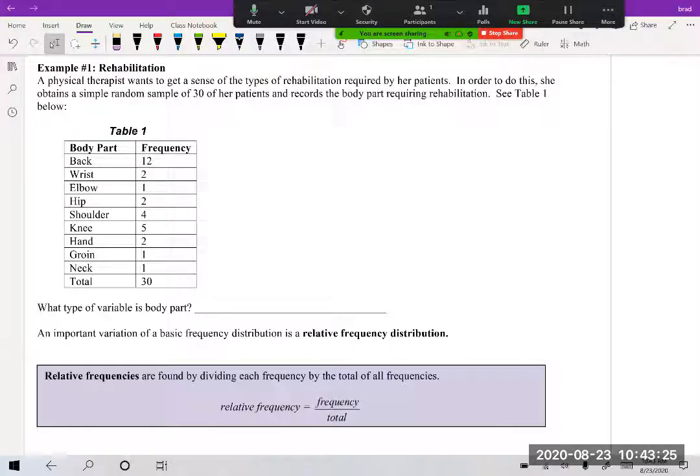Now the thing is that she did it correctly. She did a simple random sample, and who knows why she's doing this. She might be doing this because she has a certain amount of money she wants to invest in new equipment. So she wants to make sure that the money she invests in new equipment is for something that she actually uses a lot. So if she focused on tools or new technology for back pain, that would probably serve her well, because that seems to be what most people come to her for in her study. So what type of variable is body part? Well, we know that that is categorical.